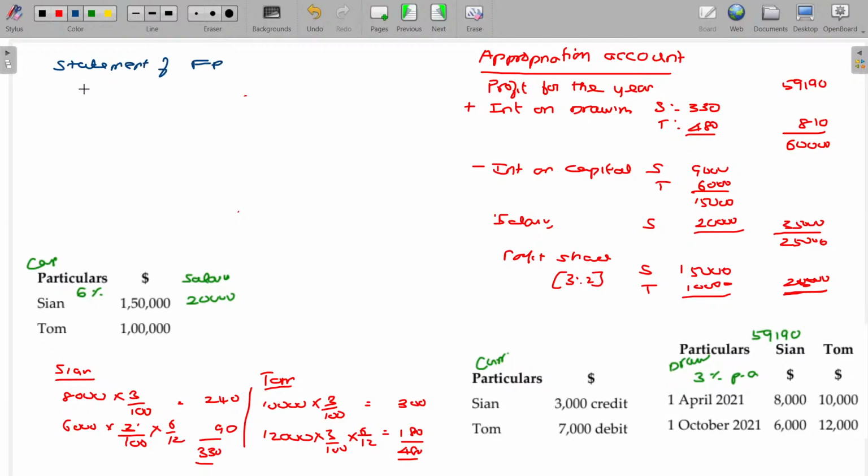Financial position. Capital account. Okay. For Sian and Tom, the original capital account here being this one, 1,50,000 and 1 lakh. Not only that, we have to show current account separately.